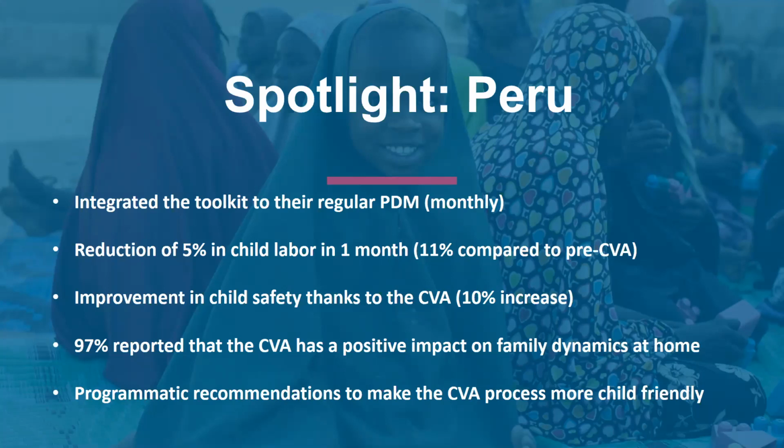One thing that the team highlighted was that the use of this toolkit enabled them to receive some programmatic recommendations to make CVA processes more child friendly. For example, recommendations on how they were distributing cash, on delivery mechanisms that could be more appropriate, as well as feedback on how to identify most at-risk groups.